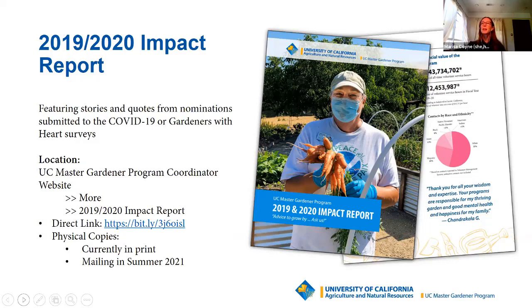Physical copies are currently in print, and if you filled out, Master Gardener coordinators, the survey, or maybe it wasn't a survey, you just needed to respond to Melissa with the number of physical copies that you wanted, those are in print, and we're going to be mailing them during the summer of 2021. So that's very exciting. What a great tool to be able to talk to your community partners, to your local board of supervisors, to prospective volunteers about what our program's about. So very excited to have that document in hand and online. It's available for folks to view at this point online as well.